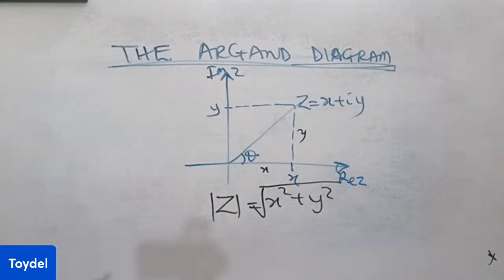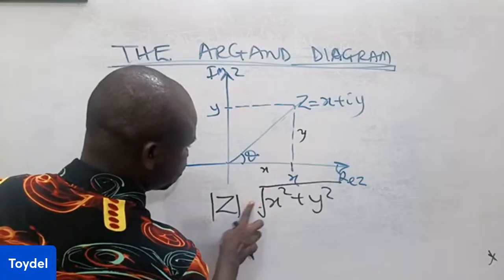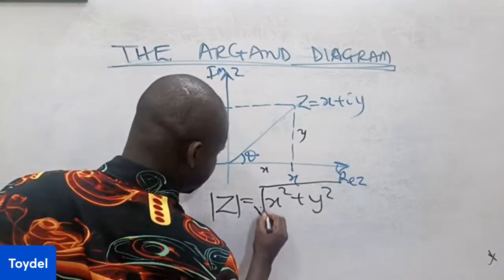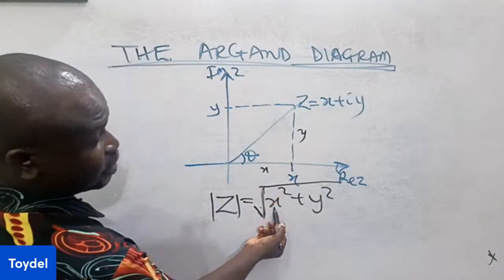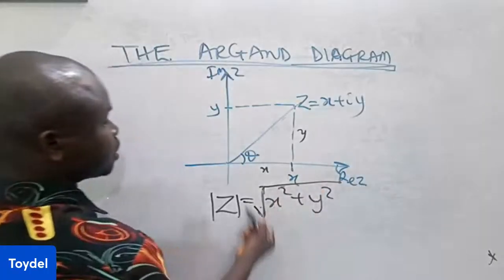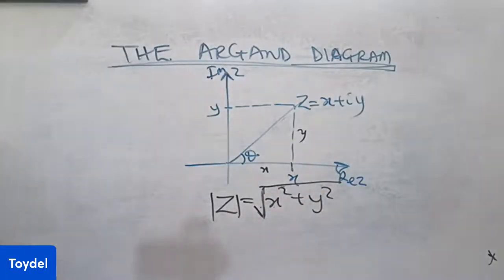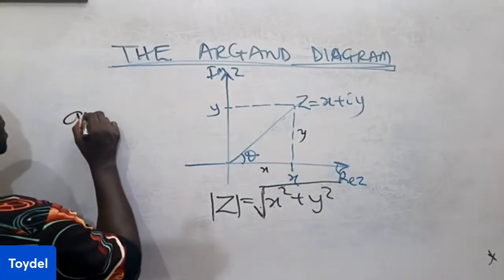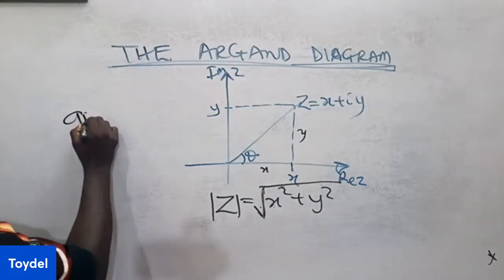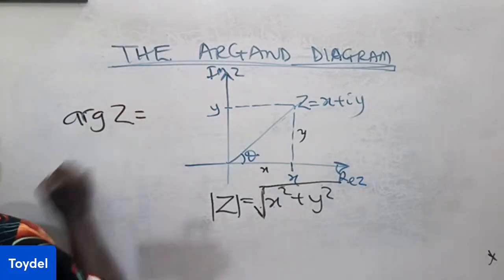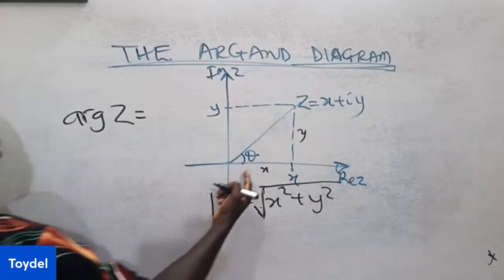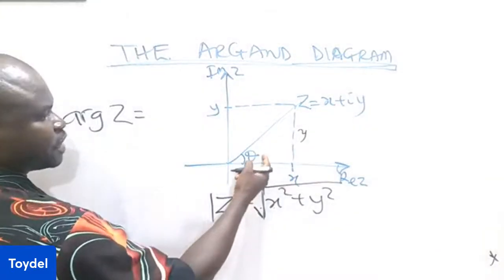If you are given a complex number and you have to find the modulus and the argument, just say the modulus is the value of x squared plus the value of y squared, everything square root. That's the modulus of Z. Then the argument of Z is denoted as arg Z, and it is given as this angle theta. That's the argument of Z.